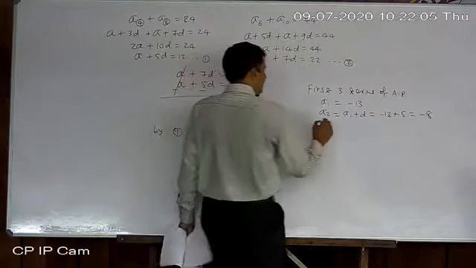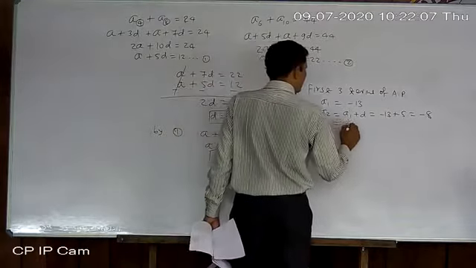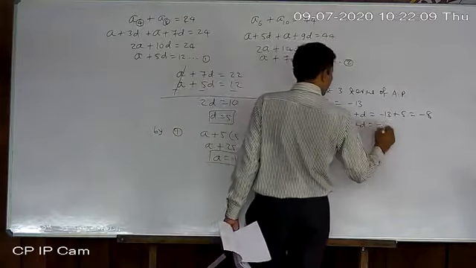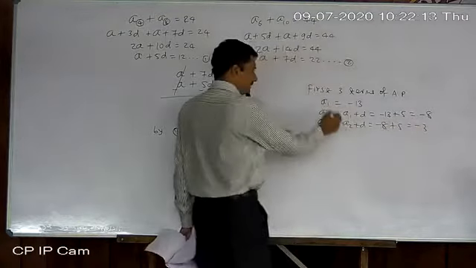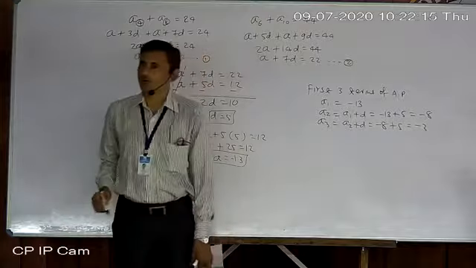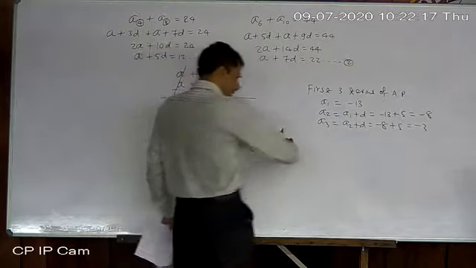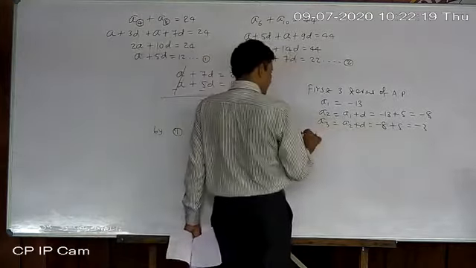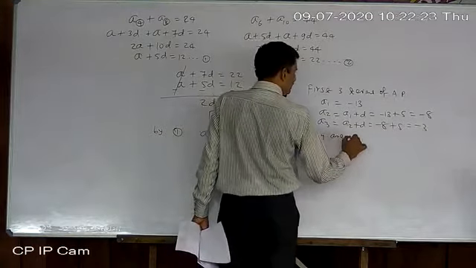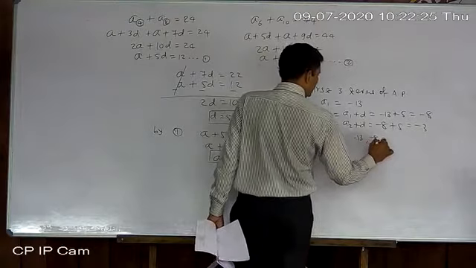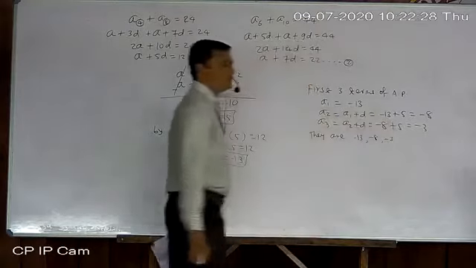Now A3 equal to A2 plus D. Minus 8 plus 5 is minus 3. So these are the first 3 terms of the AP. If you want, you can write them all together also. Therefore, the first 3 terms are minus 13, minus 8, minus 3.